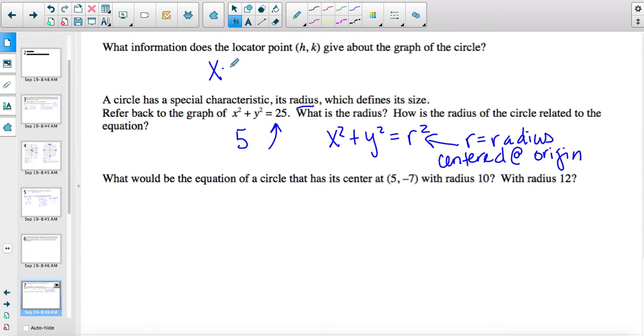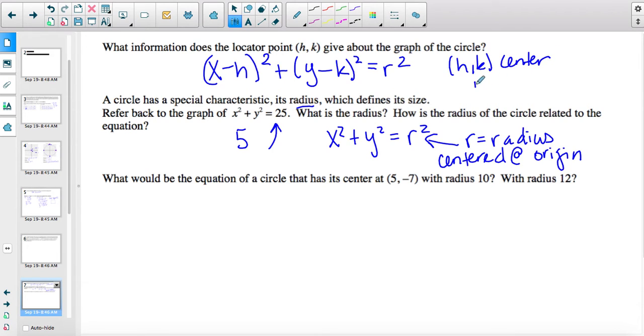Our pattern for a circle is going to be x minus h squared plus y minus k squared equals r squared. And that k is different. We're used to having a plus k, but we have a minus k here. So (h, k) is the center, and r is your radius.